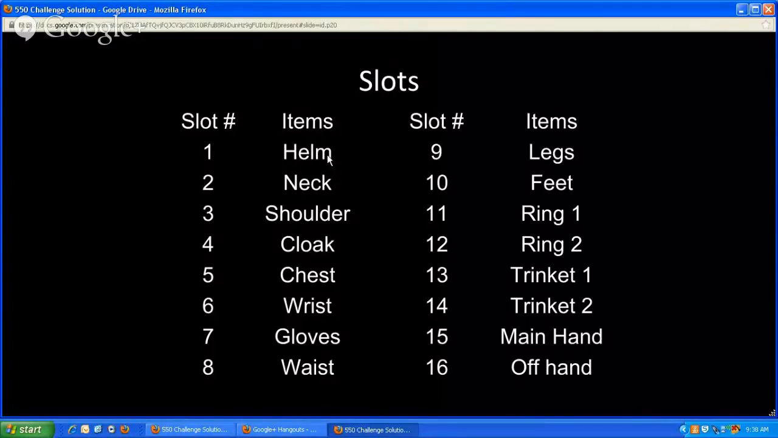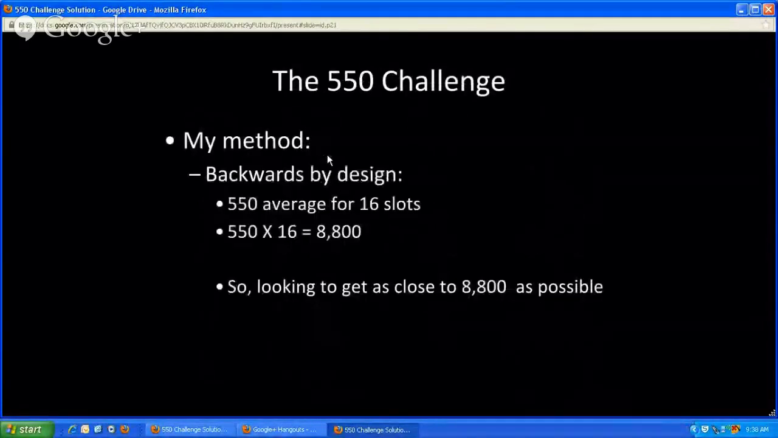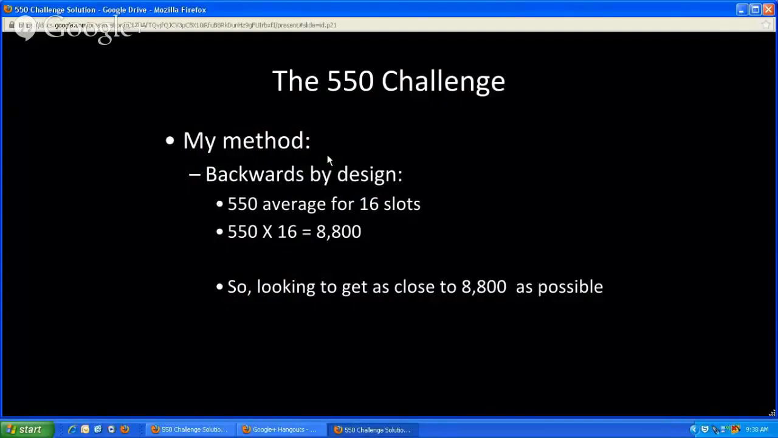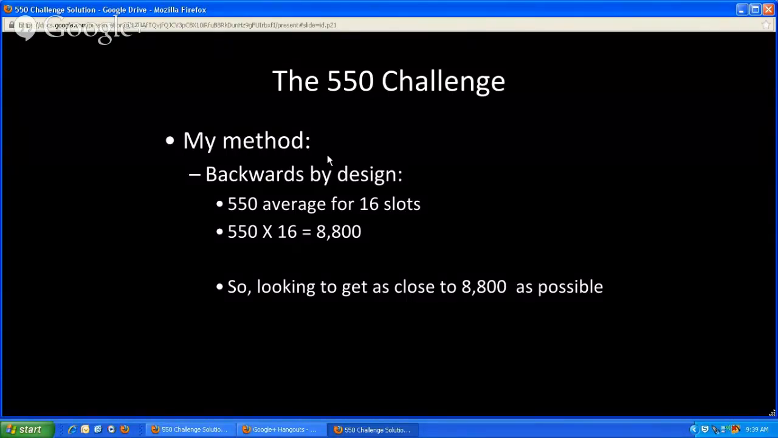So now you know that there are 16 different items that you have to account for when you're looking at it. So really what I did is I just went backwards by design. The end result was, hey, let's get a 550 average for all 16 slots. It's pretty straightforward. You take 550 times 16, you get 8,800, and that's what you're looking for: a total of items equal to 8,800.